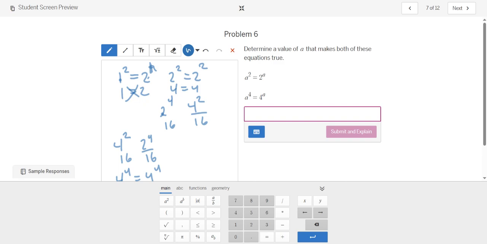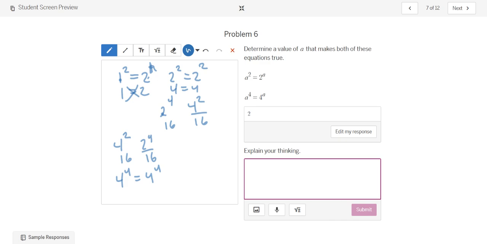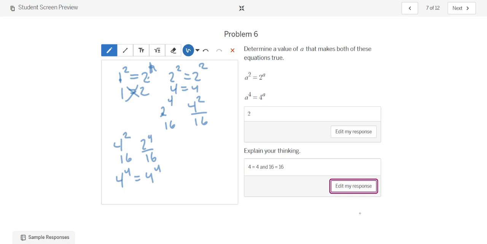2 to the second power is 4. 2 to the fourth power is the same. So I think 2 works. I get that 4 equals 4 and 16 equals 16. But if that doesn't give me credit, I'm going to come back and put a 4 on that one.